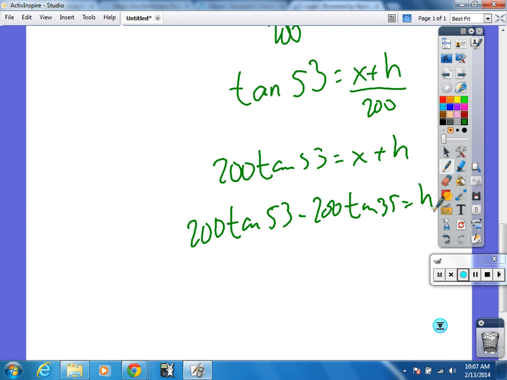Equals h. Now plug it in, and now we are at the end, so now we can estimate. Does that make sense what I'm trying to say? You can kind of justify your answer at that stage, but still I want you to keep it as the exact answer, which is 200 tangent of 35, right? Does that make sense?